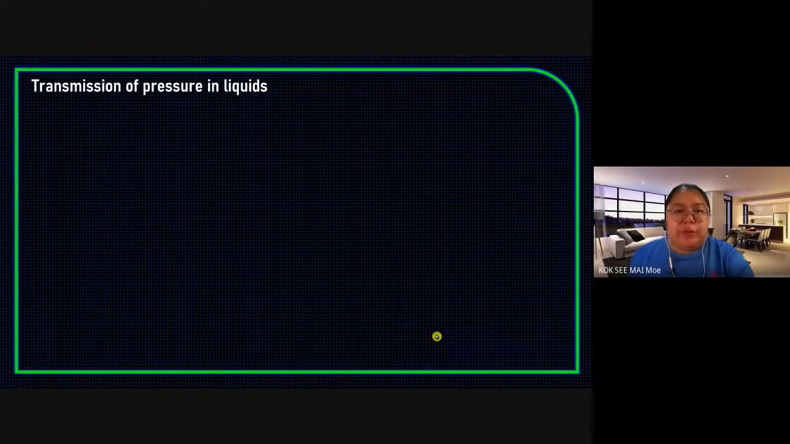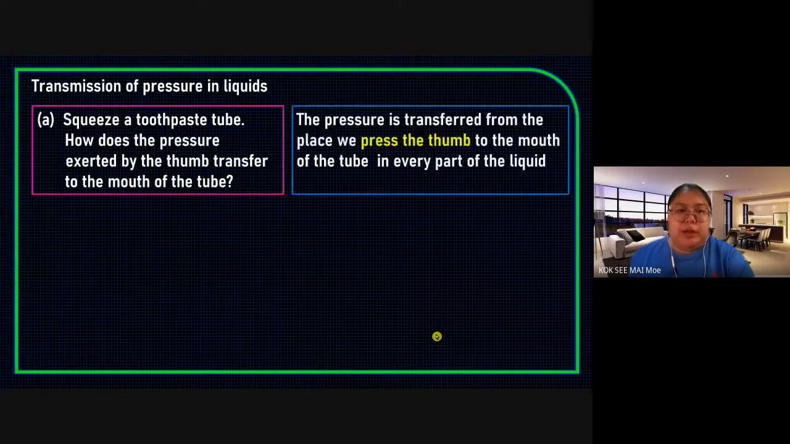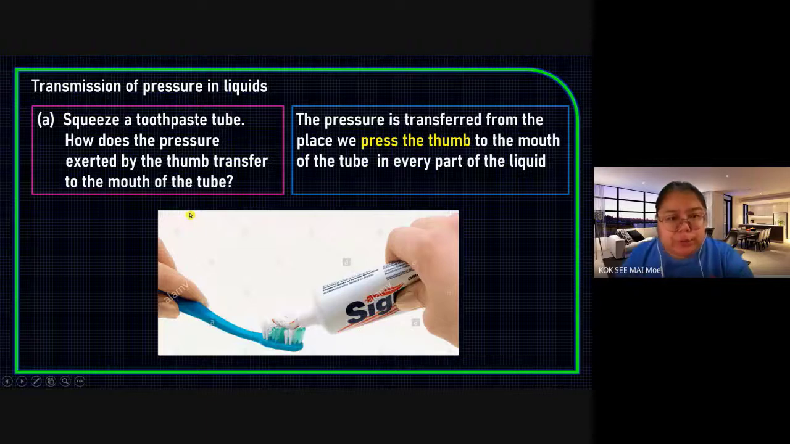Okay, transmission of pressure in the liquid. For example, squeeze a toothpaste tube. How does the pressure exerted by the thumb transfer to the mouth of the tube? When you press, you can find this part become flattened, and the other side becomes bigger. The toothpaste goes through the mouth and comes out. So you create the force, and the toothpaste, just like the liquid, transfers and goes outside.